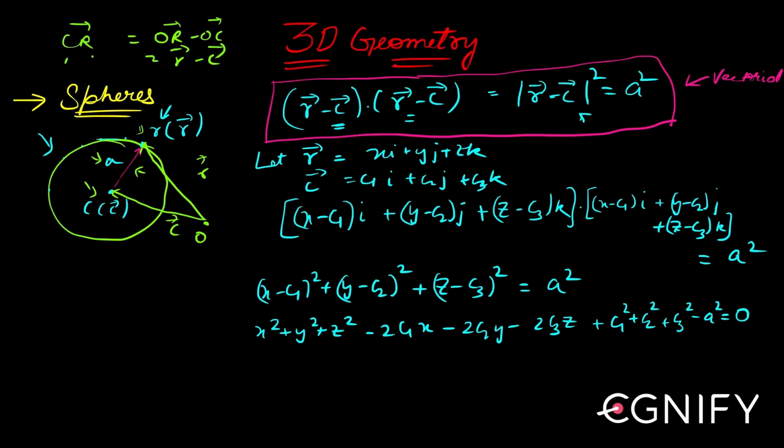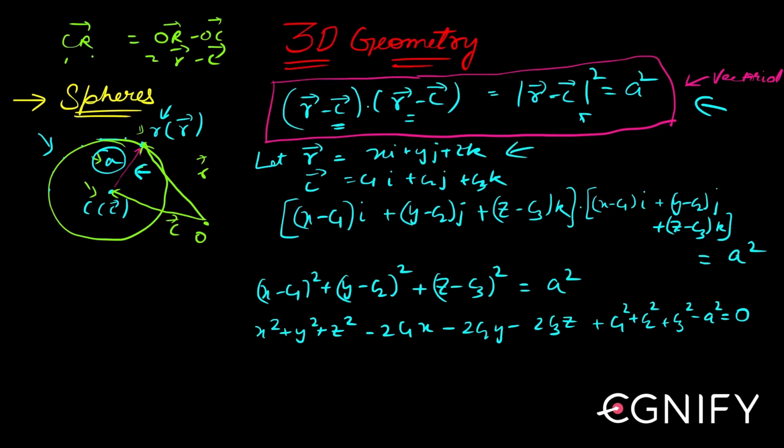And R minus C mod is basically the length of this pink line, and I'm calling it A. That is the radius of the sphere. That's A square, right? So this is the vectorial form. This itself is the vectorial equation of the 3D sphere that I'm talking about. After having seen so much of vectors, this should be a cakewalk for you. Now let me derive the Cartesian form of the same thing.